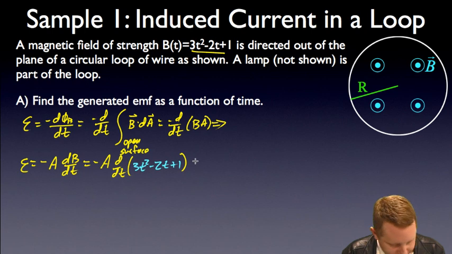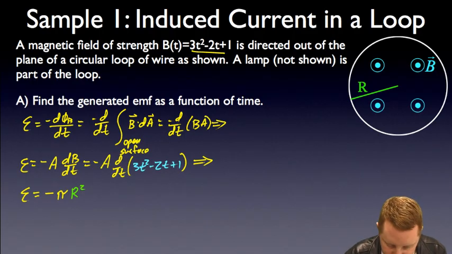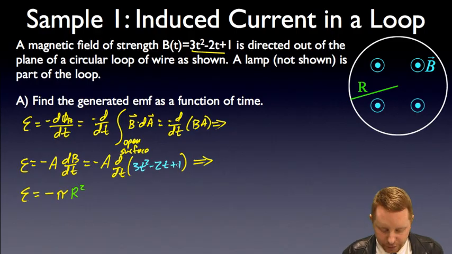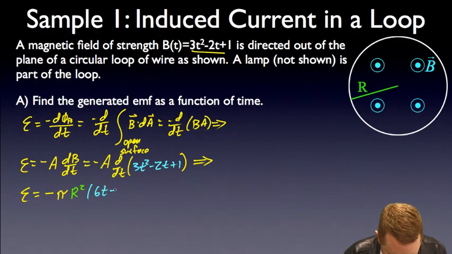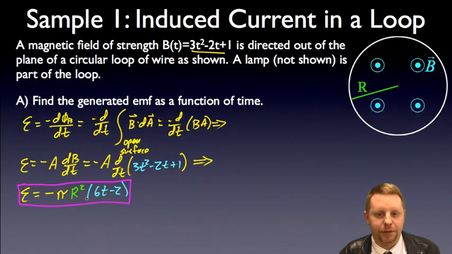Which will then be: the electromotive force is equal to minus our area, which is just going to be pi times r squared, the area of a circle, times the derivative of 3t squared minus 2t plus 1 with respect to t, which is going to be 6t minus 2. So there's our induced EMF: E equals minus pi r squared times the quantity 6t minus 2.